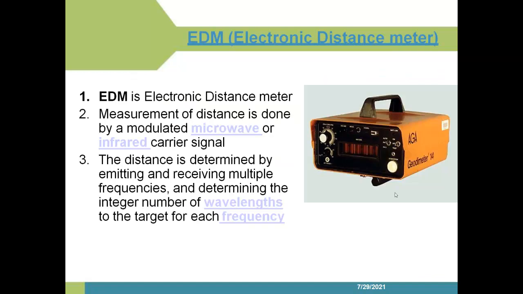So next one is the electronic distance measurement. In the electronic distance measurement, it is carried out using a microwave or infrared carrier signal. From that, we are able to get the sloping distance, otherwise the horizontal distance, within a fraction of a second.